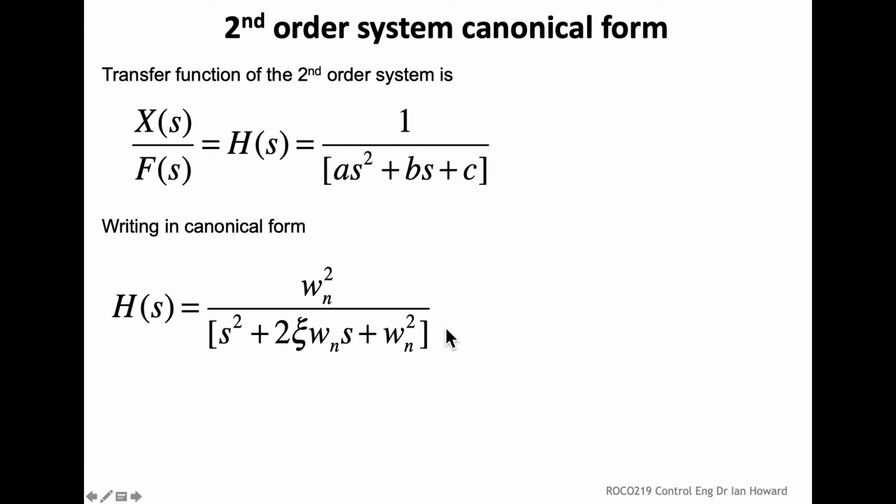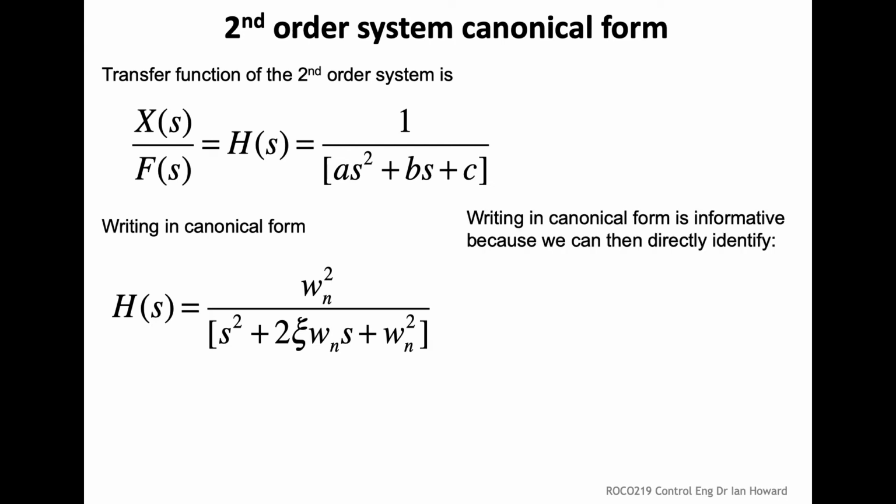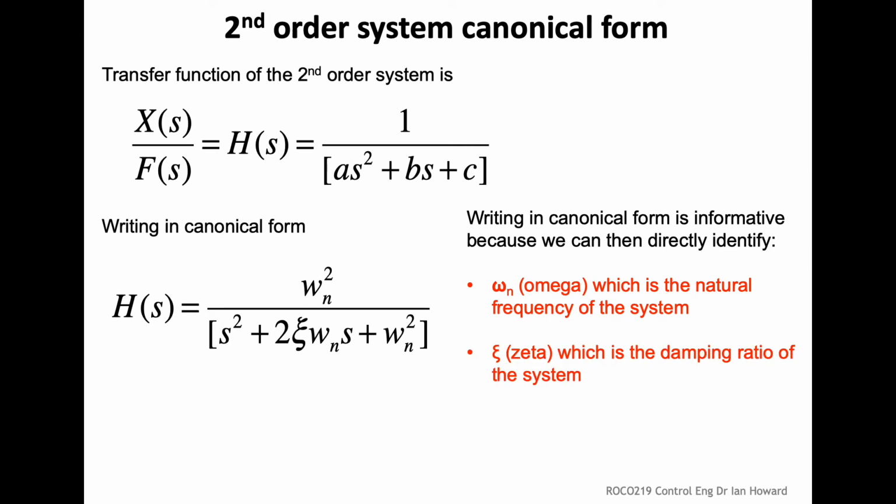Now, the zeta and the omega n have got special meanings. Omega n is going to be the natural frequency of the system. It would be the frequency at which it oscillates if it wasn't damped. And the zeta is going to be the damping ratio. So how damped is this thing? And if it wasn't damped at all, it would be 0, right?